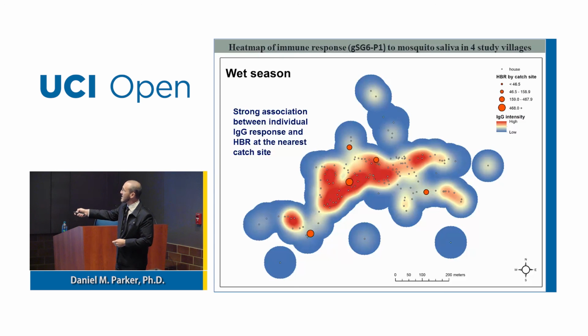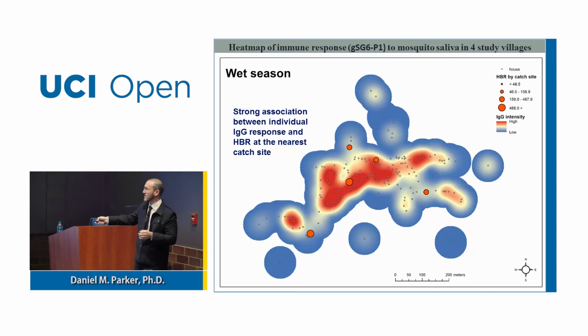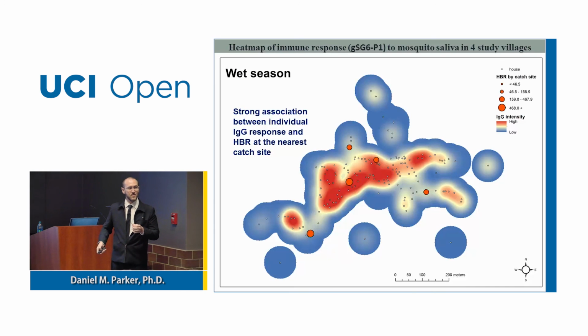The catch sites are indicated by the orange circles, and they're graduated circles. So the bigger the human biting rate, the bigger that circle. The human biting rate, that's the number of mosquito bites per person per month. So right here, you've got one that's about 468 Anopheles bites per person per month, right there.